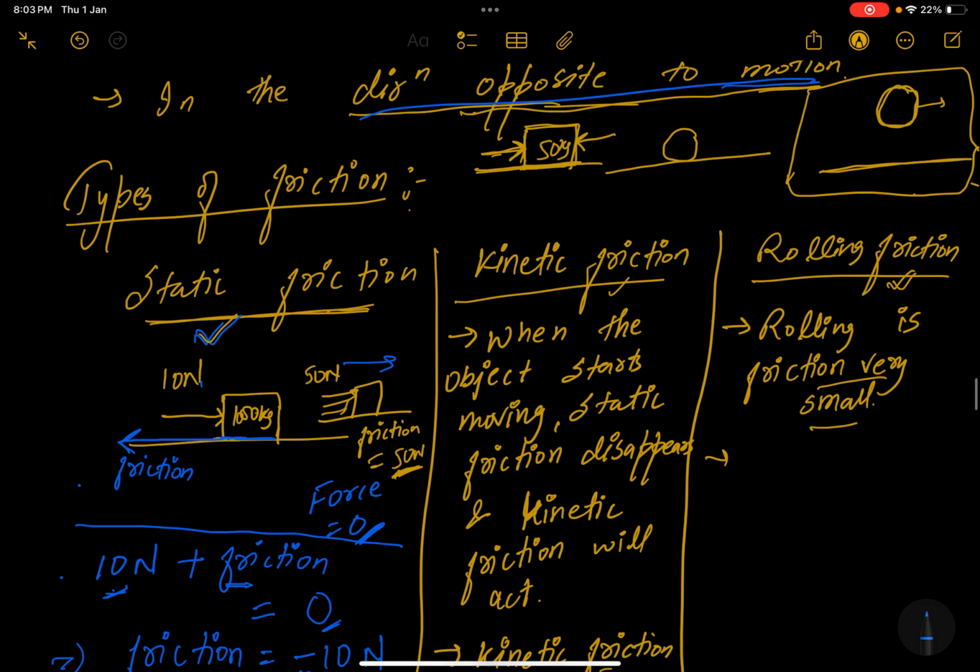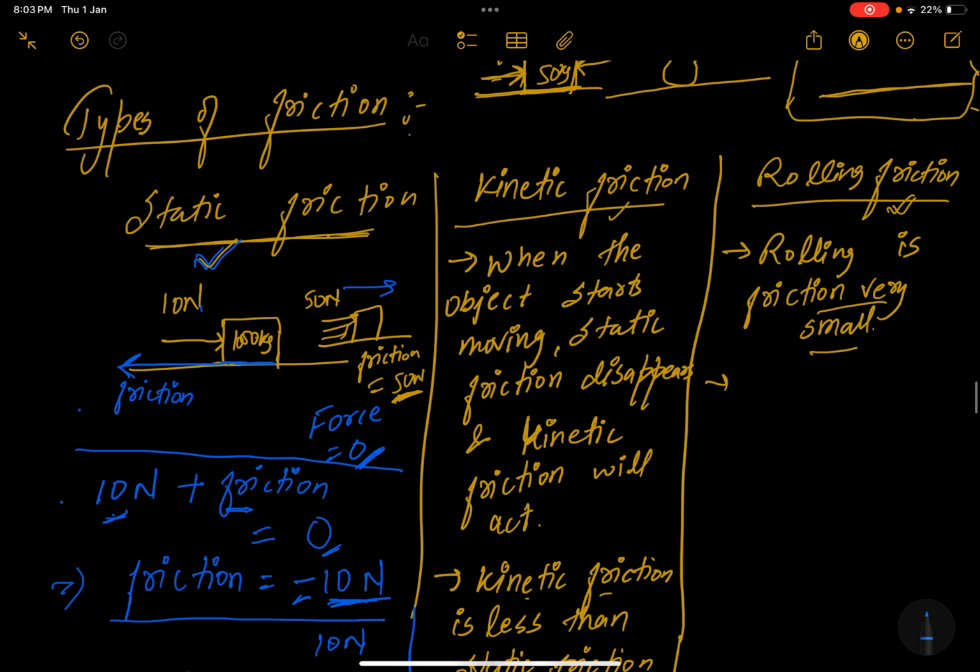Now there are types of friction. There are three types of friction: static friction, kinetic friction, and rolling friction. For static friction, let's suppose there is a 1000 kg block, and you try to push it. For a normal person, a 1000 kg block, you can't push it. So it is at rest.